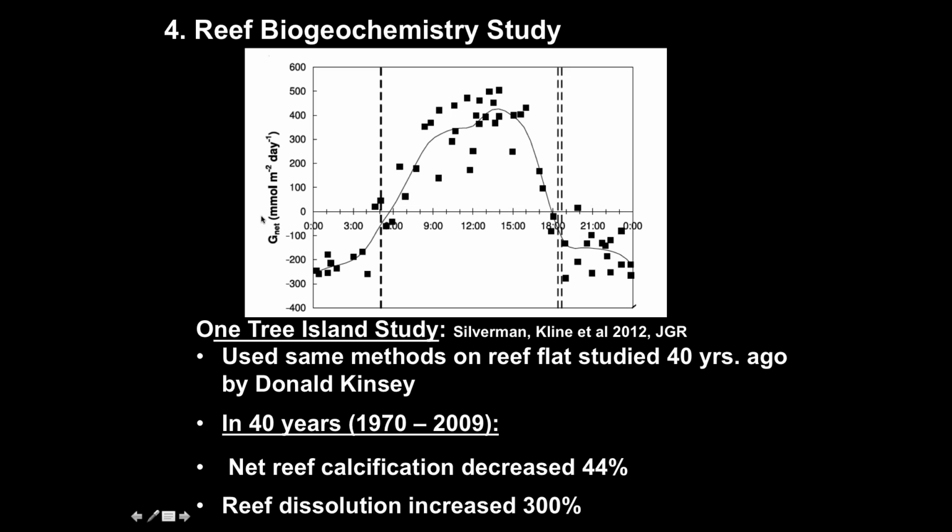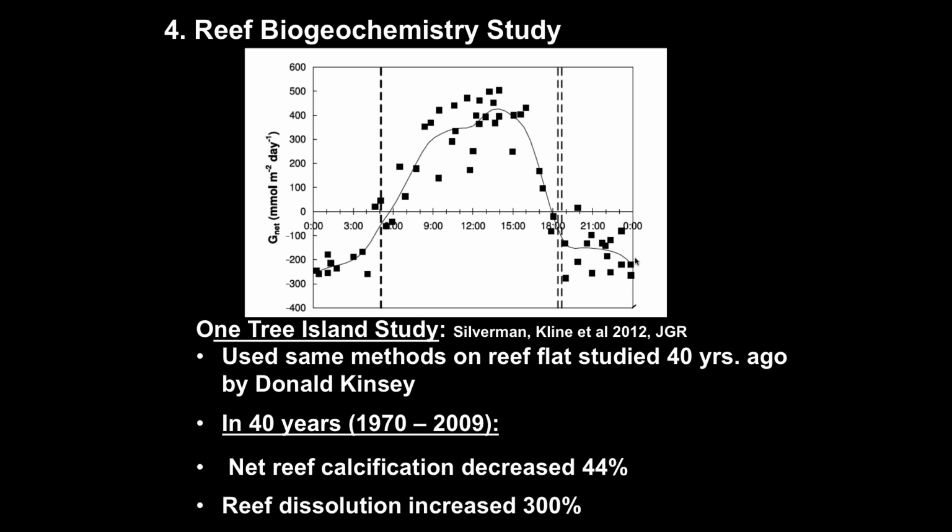So in this figure here of net calcification, G net or net calcification, you can see at night that the millimoles of calcium carbonate produced per day actually goes negative at night, and then you can see the calcification during the day, and this decline at night was 300% greater than it was 40 years ago.